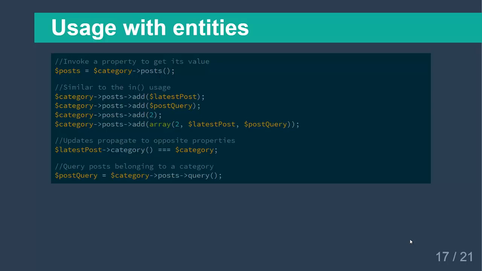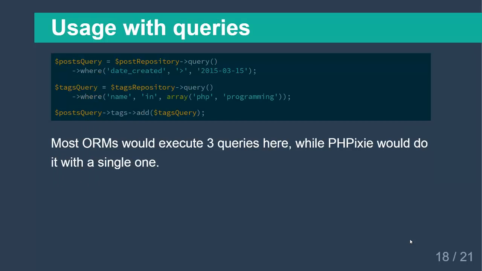You can also build queries from properties. For example, to create a query that would hold all posts that belong to a specific category, you can just say category, posts, and query. And to actually get the posts, you just invoke the property, which is like the first line over there.